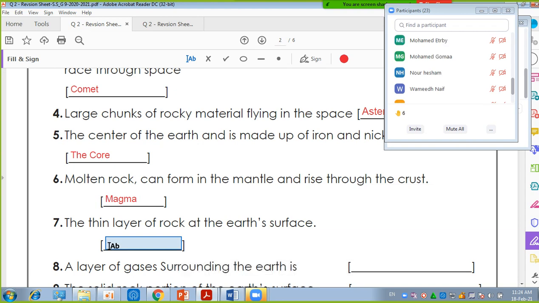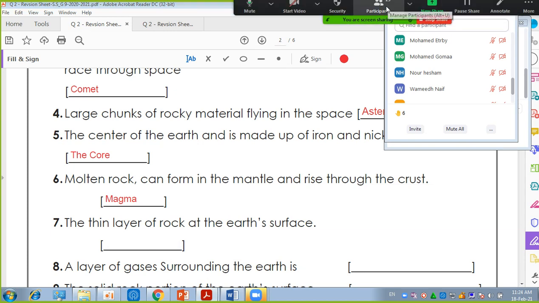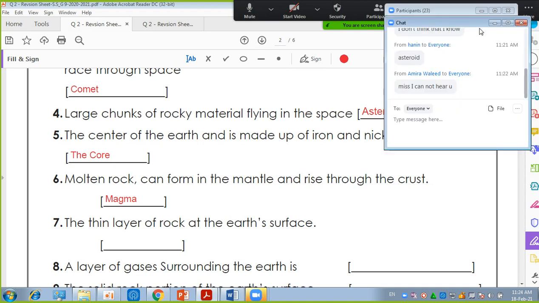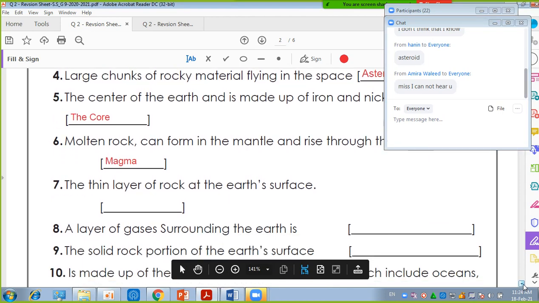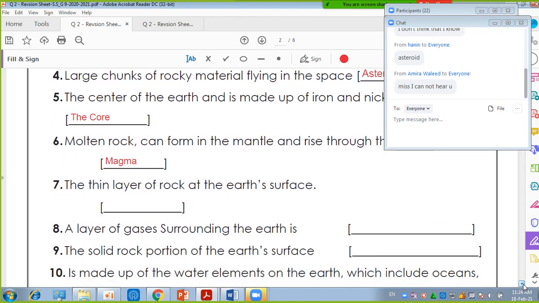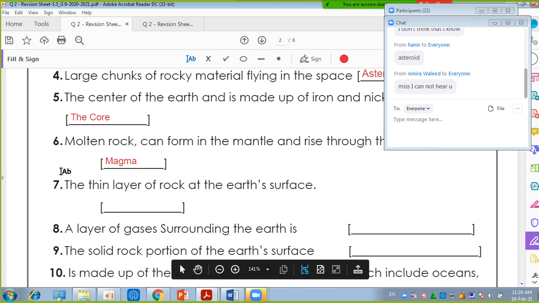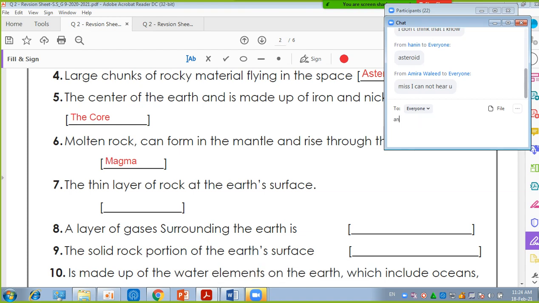Amira, your turn. I hope that you have written the answer in the chat box. Amira, number 7. The thin layer of rock at the Earth's surface, what do we call it? Okay, you can't hear me. Answer, I'm pointing. 7. Now you can read me, of course. Answer 7. The thin layer of rock at the Earth's surface, what do we call it?